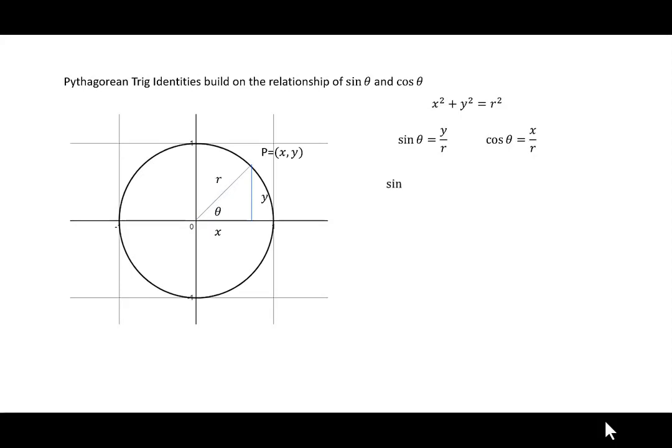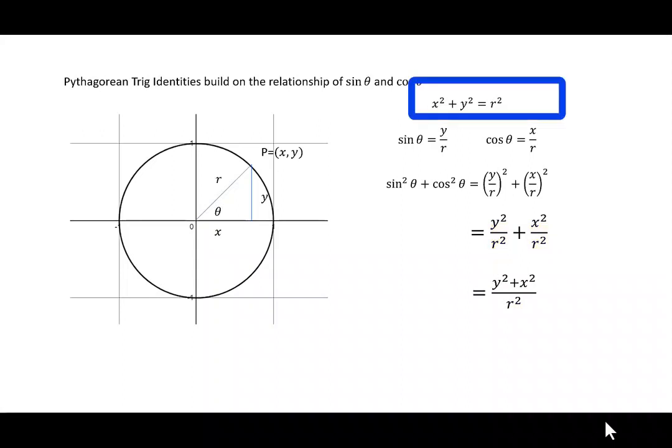Let's take a look at sine squared theta plus cosine squared theta. To start, we know that's going to be (y over r) squared plus (x over r) squared. We can expand that to y squared over r squared plus x squared over r squared. Luckily, we have a common denominator. This means we have y squared plus x squared over r squared. Looking back at our original Pythagorean theorem that x squared plus y squared is r squared, lets us write that y squared plus x squared over r squared is really r squared over r squared, which we know is 1.